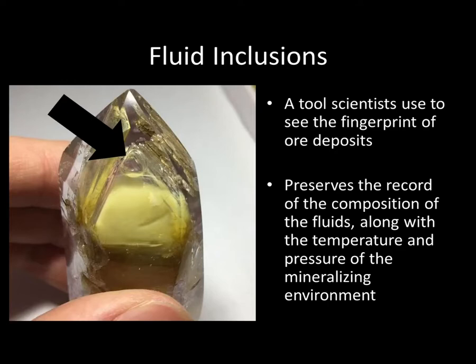A fluid inclusion is a small to microscopic bubble of liquid and gas that gets trapped within a crystal as it is forming. Fluid inclusions preserve the record of the composition of the fluids along with the temperature and pressure of the mineralizing environment. So when we speak of the chemistry, temperature, and depth at which these ore deposits formed, it is likely that fluid inclusions were the source or part of the source of such data.